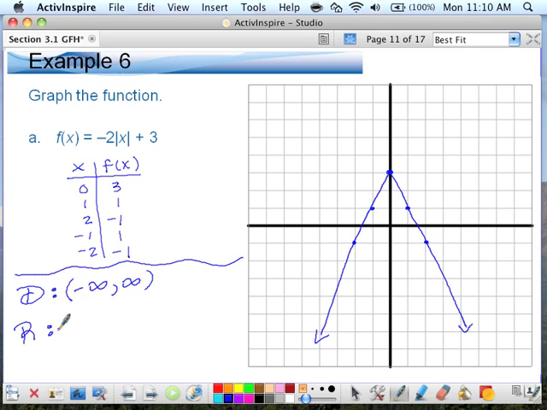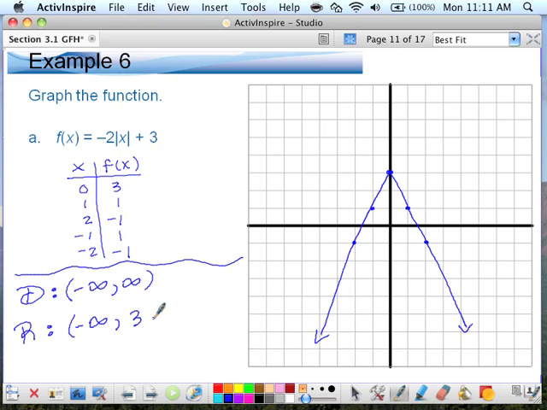The range is all of the y values that get used. Does every y value get used? No, it's every y value under 3, right. So we know that from the bottom here up to 3, everything's good. But after 3, none of these values up here are getting used. So I need an interval that says everything below 3. Negative infinity up to 3.